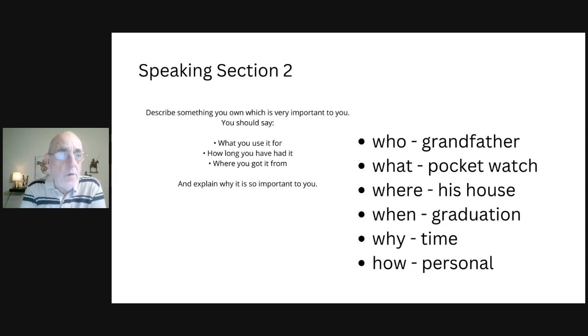And that answers the question, what? Okay, I'm describing something that's very important to me, and it's this pocket watch. I'm going to just set the scene or the context of where I received it.